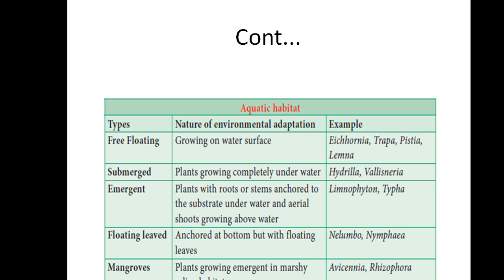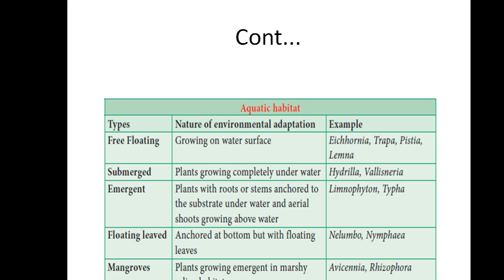Submerged means the plant which is growing completely underwater. Examples are Hydrilla and Vallisneria. Submerged means the plant which is completely growing under the water.